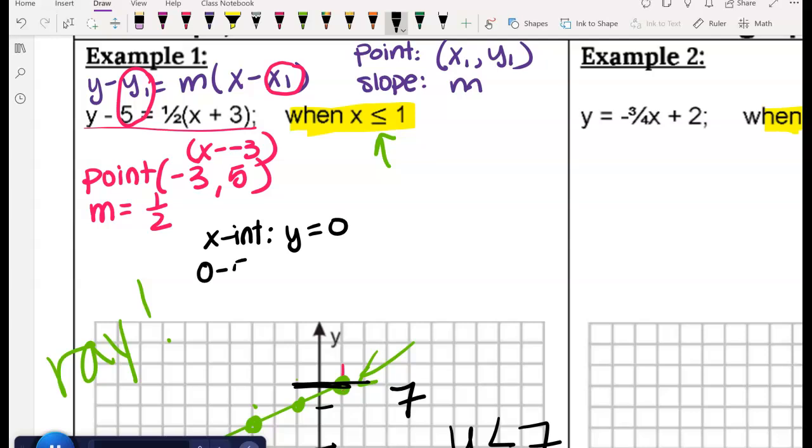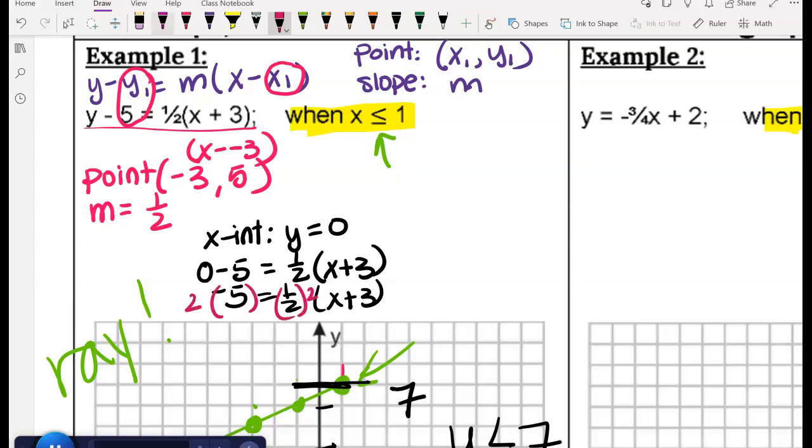So 0 minus 5 equals 1/2 times x plus 3. That's going to allow me to say negative 5 equals 1/2 times x plus 3. To get rid of your half, we would need to multiply this by 2. And so that will say, I'm going to keep it black, negative 10 equals x plus 3. Move 3 to both sides, so it's going to be minus 3 from here, minus 3 from here. And now we would have x equals negative 13.